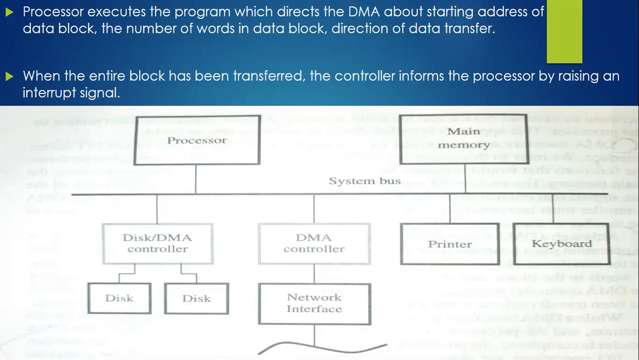Out of that 6 GB file, how many words are available inside that particular data block should be calculated and informed to the direct memory access controller. Two parameters we are seeing right now: one is the starting address of the information, and how many words are available in that particular data block. Later, the third parameter will be the direction of data transfer, the destination.